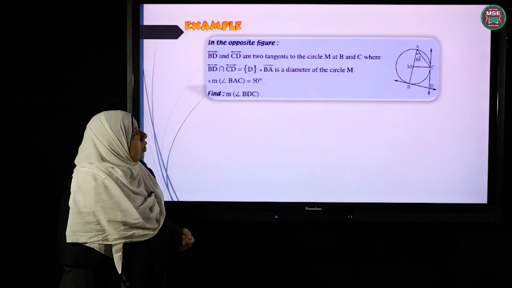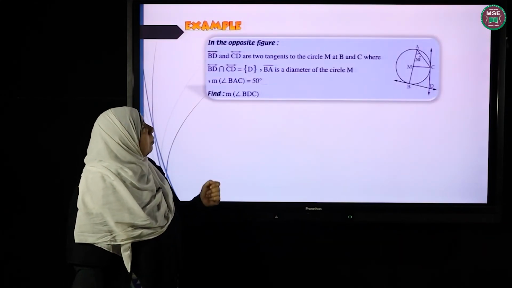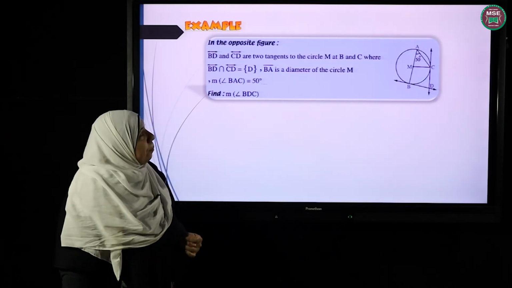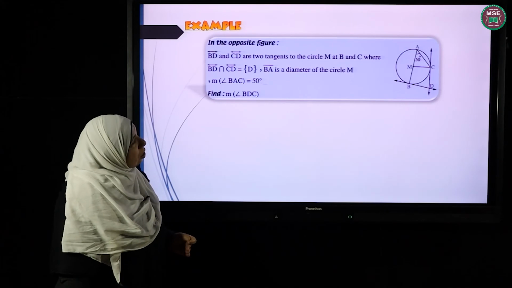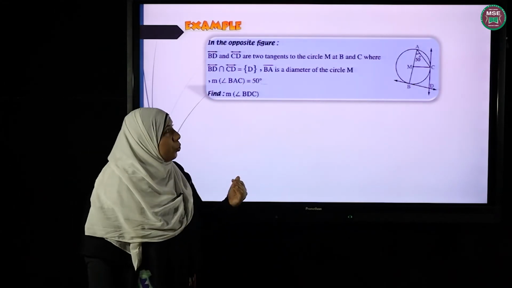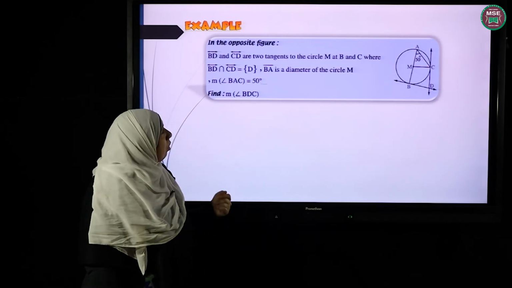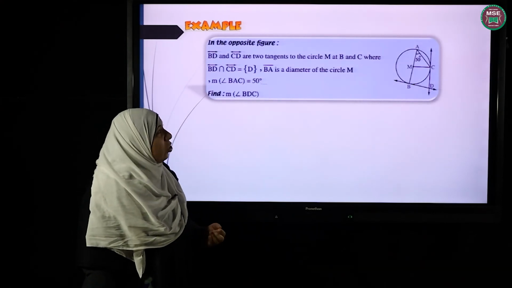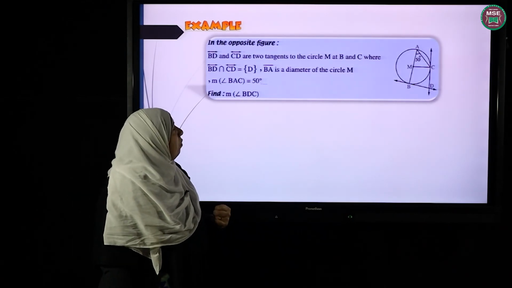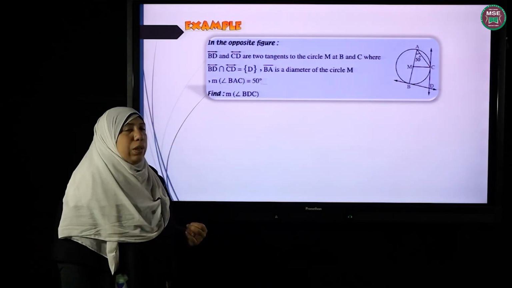Example, there's an example like this. He says that BD and CD are two tangents of circle M. B and C are the points of tangency. They both intersect at the point D. BA is a diameter of circle M and the measure of angle A equals 50. He wants the angle BDC.